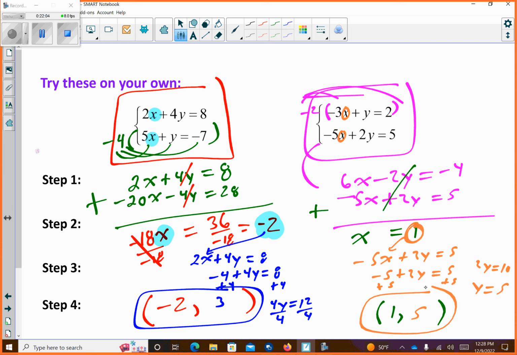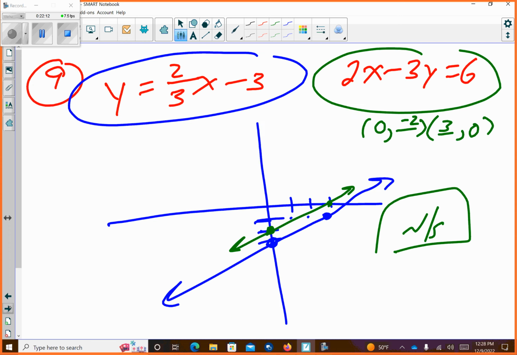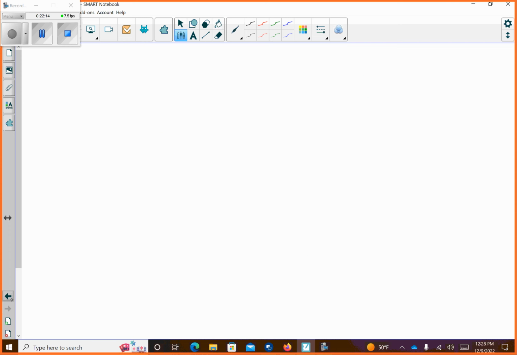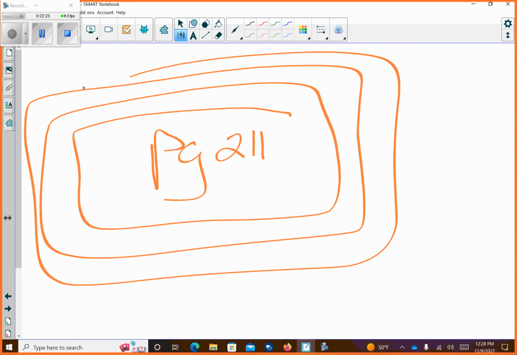Let's give them a ton of homework for the break. What did we give them last period? 11. Okay. Should have been like 208 or something, but it's a blank page. I know. All right, so page 211, given the opportunity to do well on this.